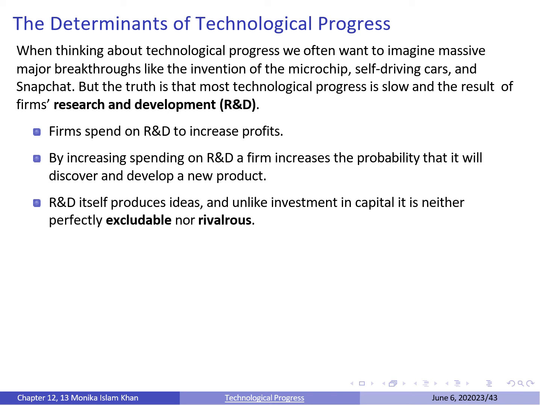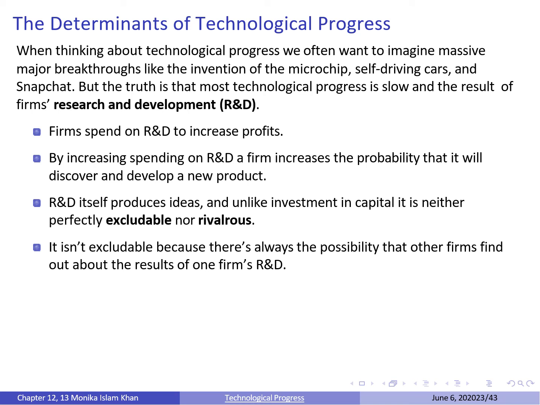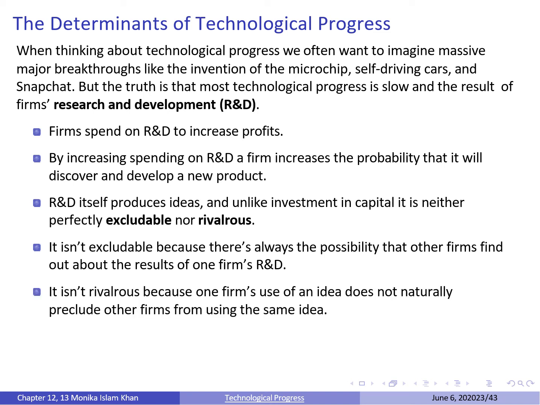Recall what excludable and rivalrous mean. Excludable means that if a firm has a certain idea or a production method, it cannot stop other firms from using the same idea, because there's always the possibility that other firms may find out about the results of one firm's research and development. Research and development, or production of ideas, isn't rivalrous because one firm's use of a particular production method or idea does not stop another firm from using the same idea. There is not less of that idea left for another firm. So it's not rivalrous either.